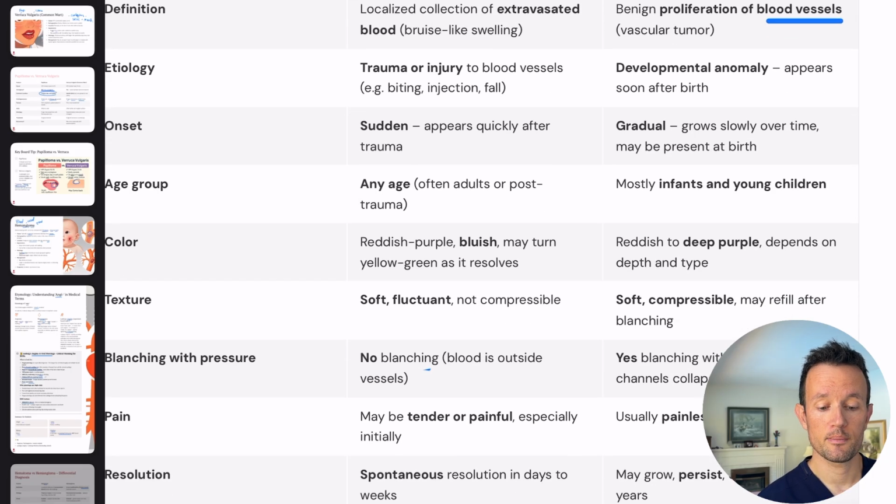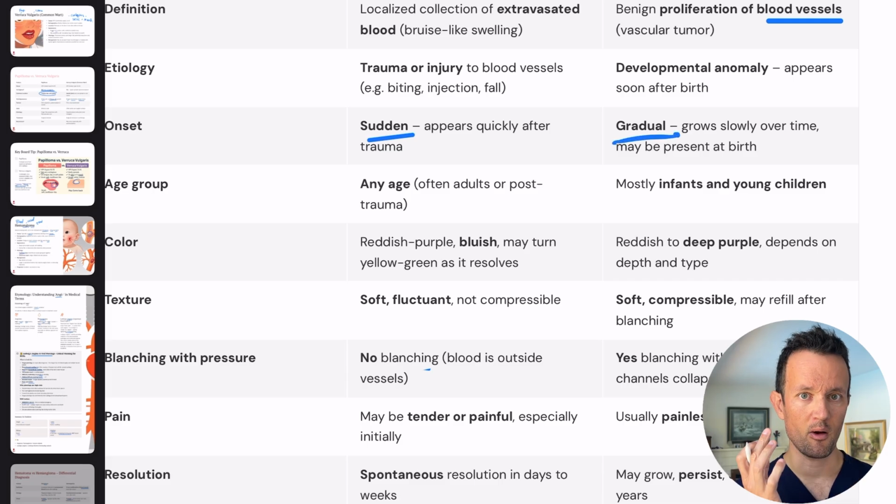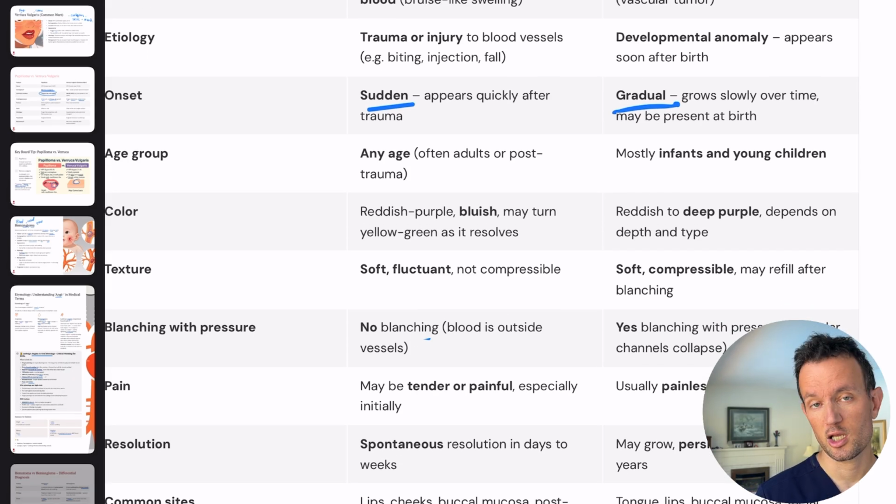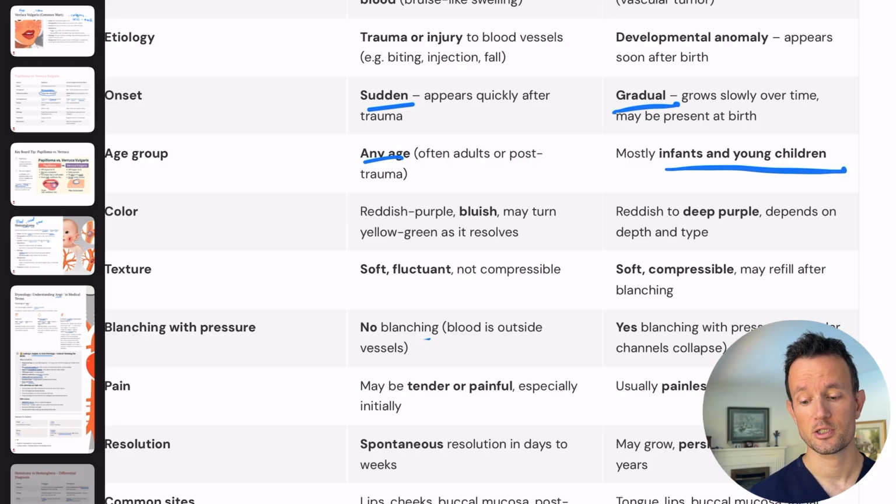A hematoma is going to be sudden, obviously. Hemangioma is going to be gradual, a slow onset. You don't get a bump on the arm or in the mouth and a bunch of blood vessels start growing. That doesn't make sense. Hematoma would. You get hurt there and the blood vessels start leaking. It can happen at any age. Hemangioma is mainly infants and young children.